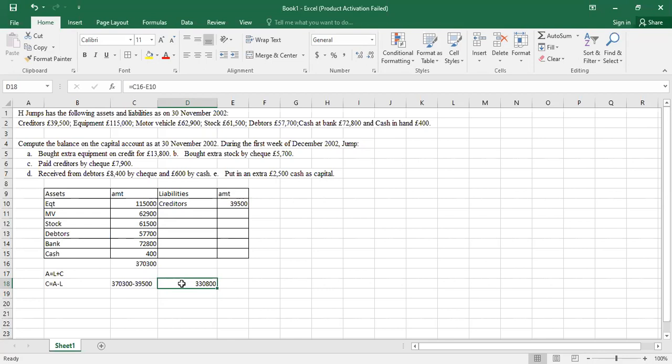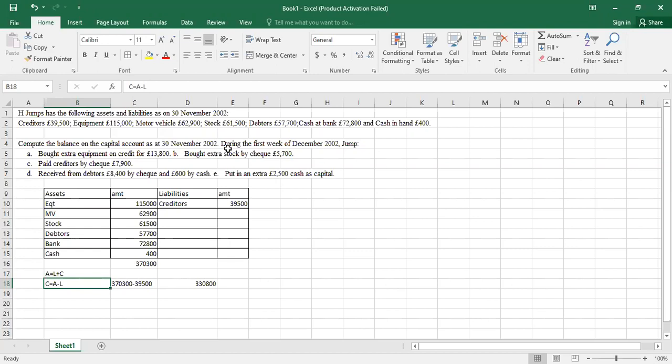So you should always keep in mind that our formula will never change. You can alter the formula to get one variable. For instance, if we had not been given the value of assets, if we had the liabilities and the capital only, we can easily get the value of assets by adjusting the formula accordingly. Yeah. So we've gotten the value of capital. So we can go on. And we're told that during the first week of December, Jump bought an extra equipment on credit.